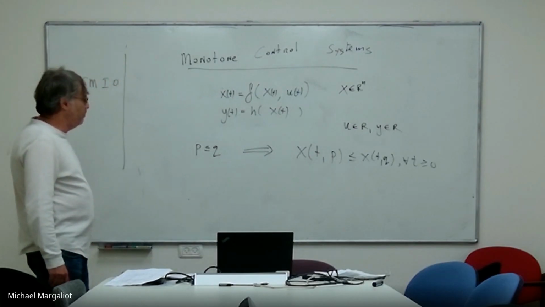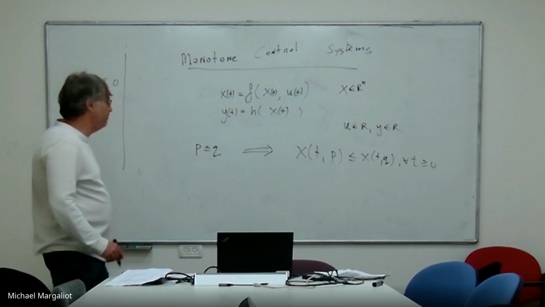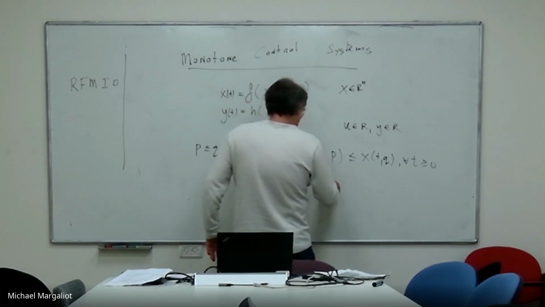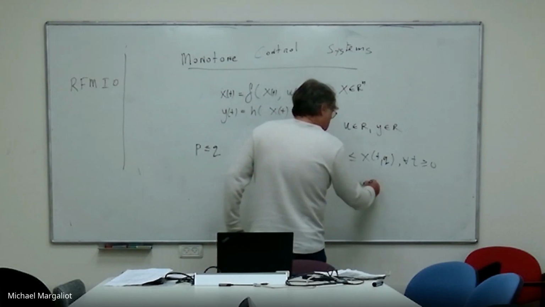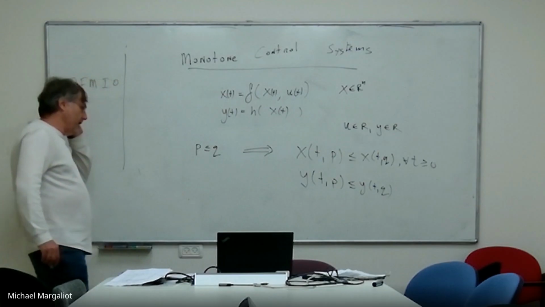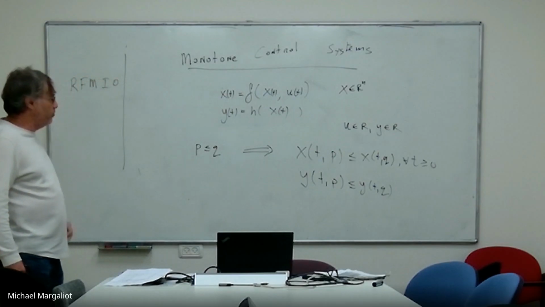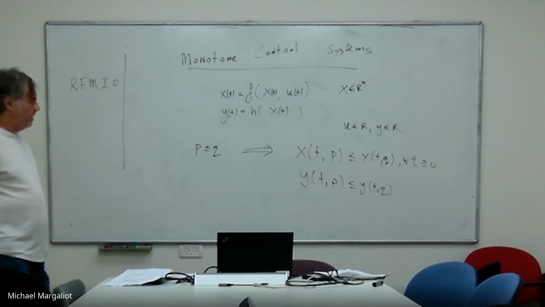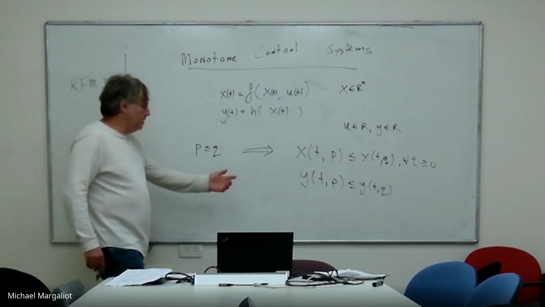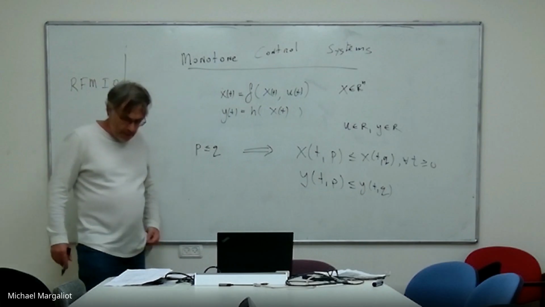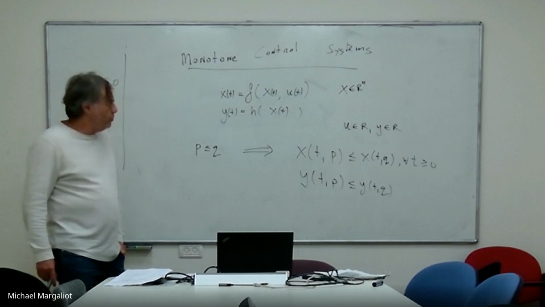But now things are a little more tricky because, first of all, this is clear. We want the output also to be ordered. Now we also have an output. And when the initial conditions are ordered, we would like also the output to be ordered. That's okay. And this is just a scalar. So the ordering here is very simple. This is just smaller or equal between two numbers. But now we also have a control.